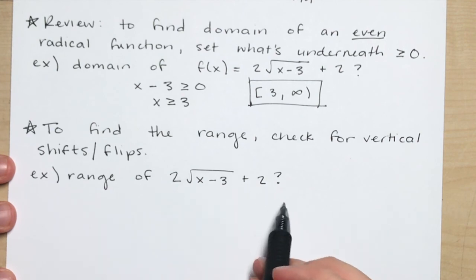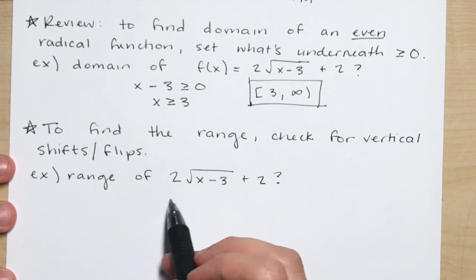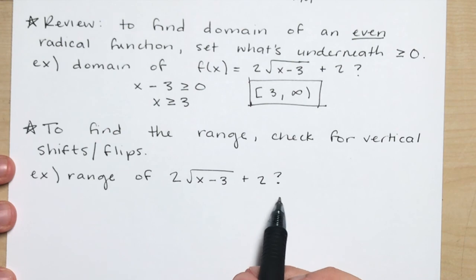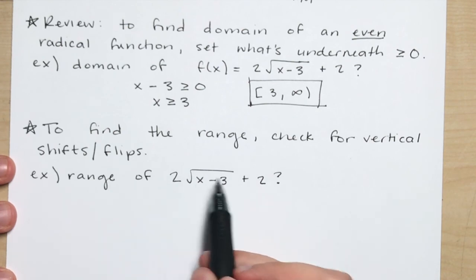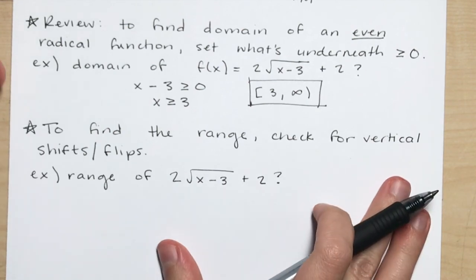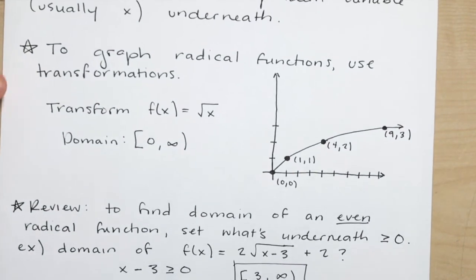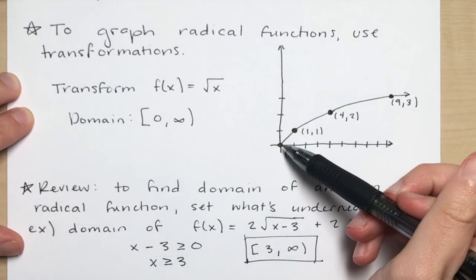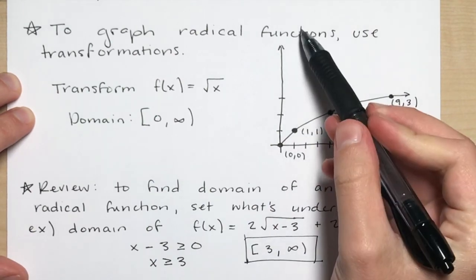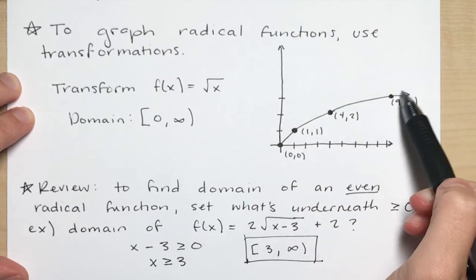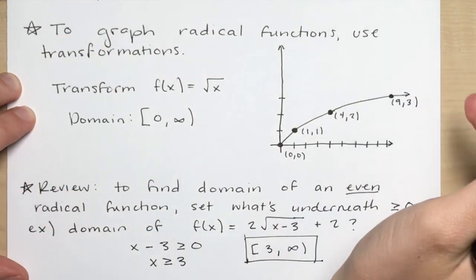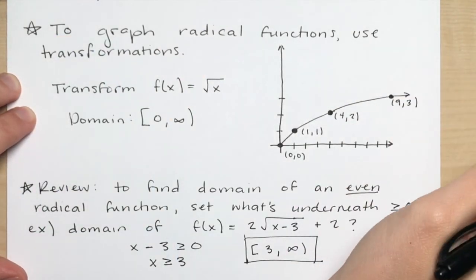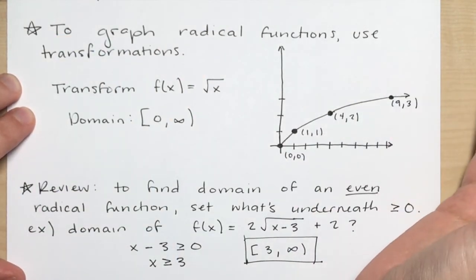Remember, outside stuff is vertical. So outside affects our range. Our range of just the regular old function, remember, if we look back at it, goes from 0 to infinity, right? Even though it's getting large slowly, it's going to hit every number at some point. We might have to go really far, but it's going to continue to infinity.